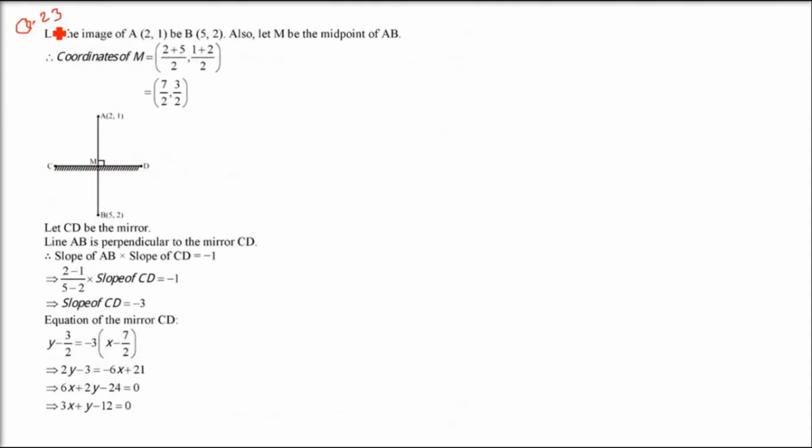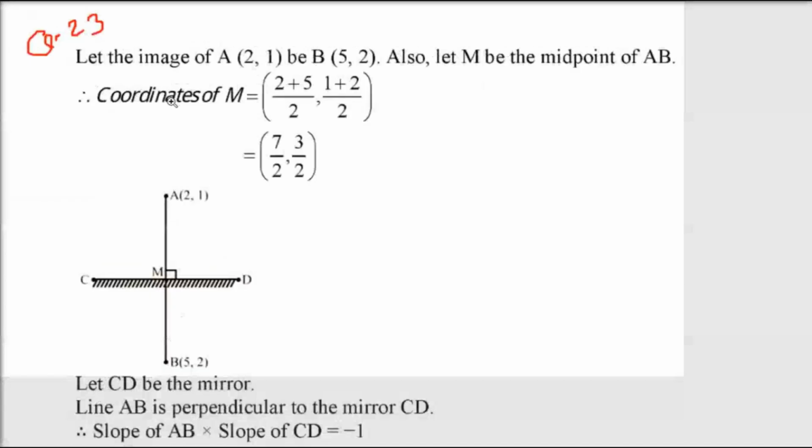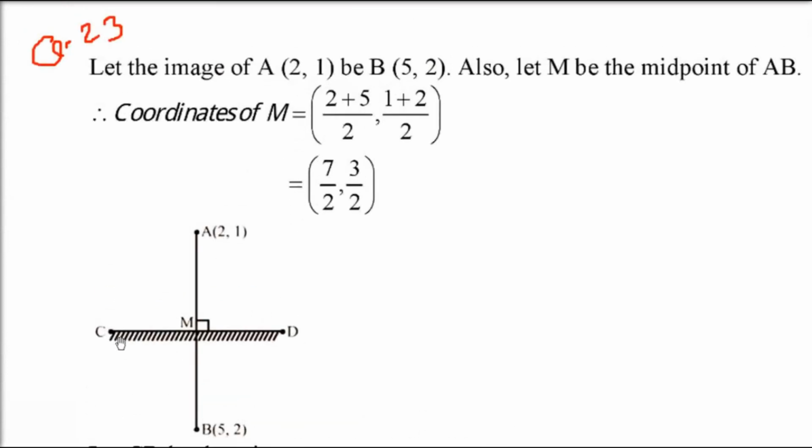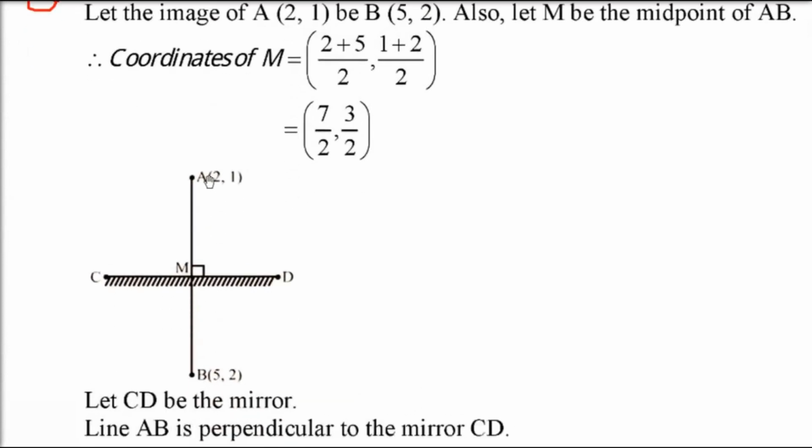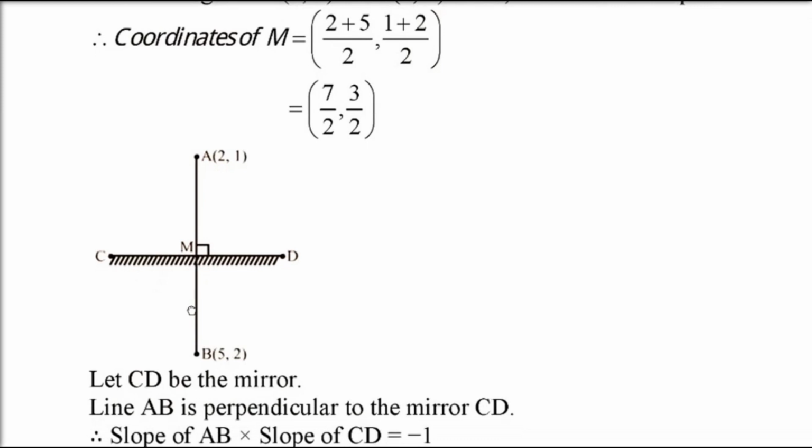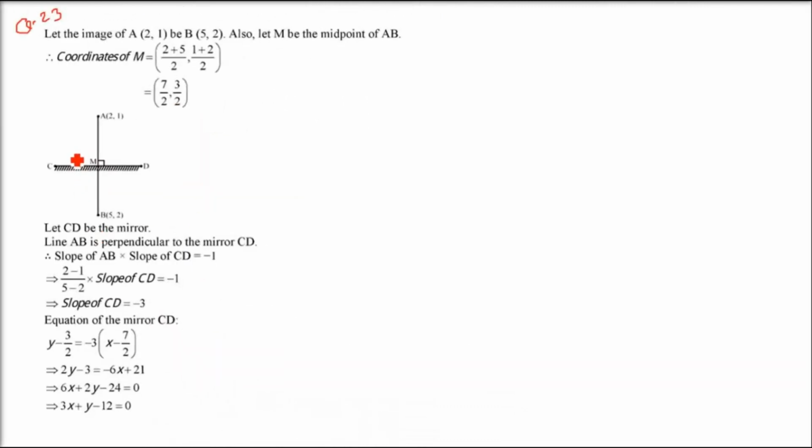Question number 23. We have (2, 1) and (5, 2). If the image of the point (2, 1) with respect to the line mirror is (5, 2), find the equation of the mirror. So what is the midpoint here of AB? (5 plus 2) by 2 and (2 plus 1) by 2. This will be 7 by 2 and 3 by 2.